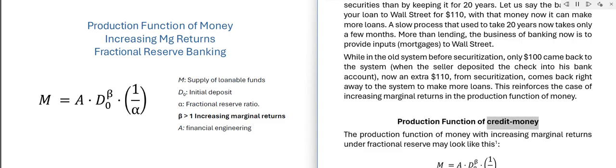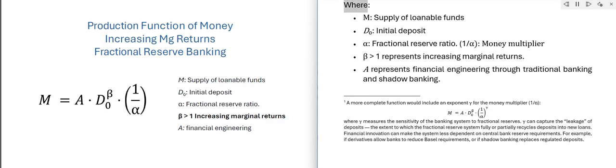Production function of credit money. The production function of money with increasing marginal returns under fractional reserve may look like this. Where M is the supply of loanable funds, D is the initial deposit, alpha is the fractional reserve ratio, 1/alpha is the money multiplier, and beta greater than 1 represents increasing marginal returns.